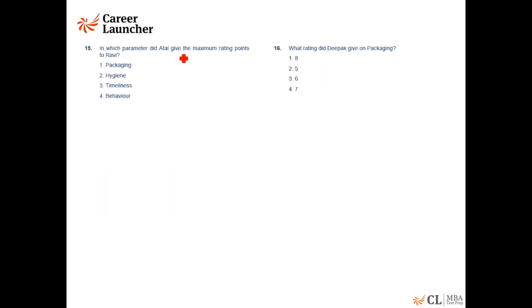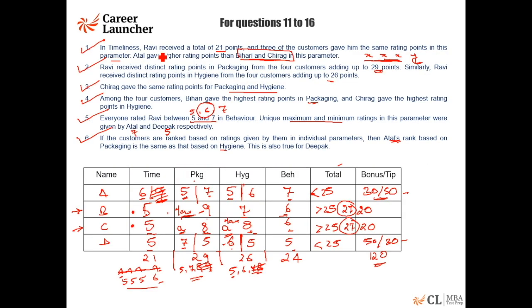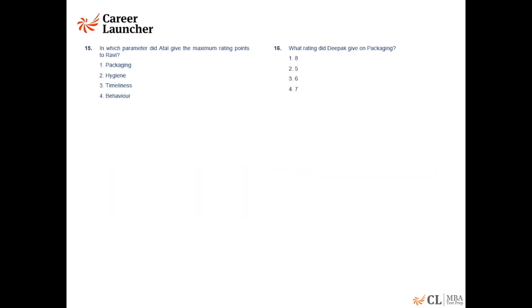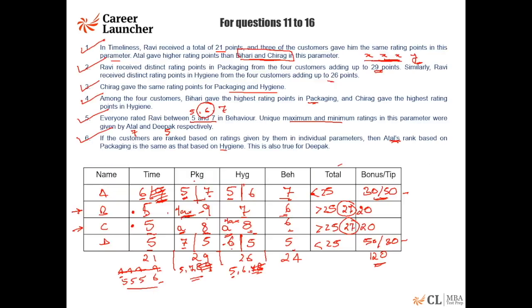In which parameter did Atal give the maximum rating points to Ravi? Okay, we'll come back because there is a case which we need to resolve. There's a possibility of 7 in both of them. And what rating did Deepak give on packaging? Deepak on packaging. Okay, so these two questions we need to resolve.